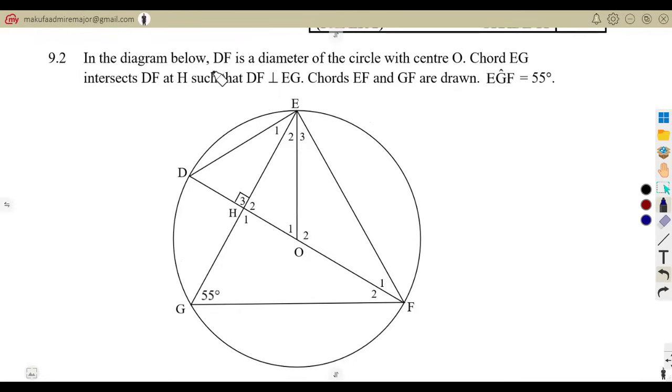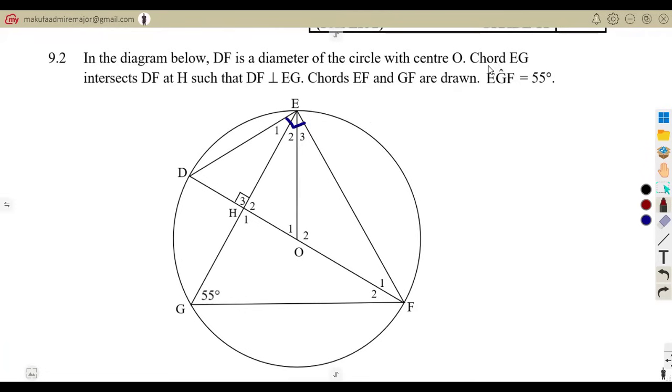In the diagram below, we are given DF is a diameter. So this DF is a diameter. Remember, a diameter subtends an angle of 90 degrees at the circumference. So this diameter, DF, must create 90 degrees at the circumference. The whole of angle E is supposed to be 90 degrees.